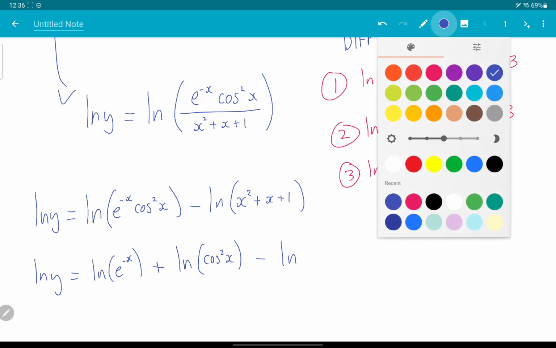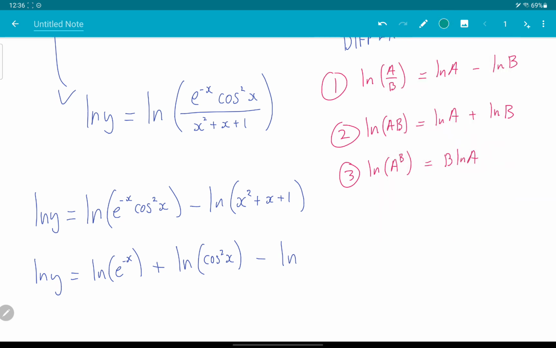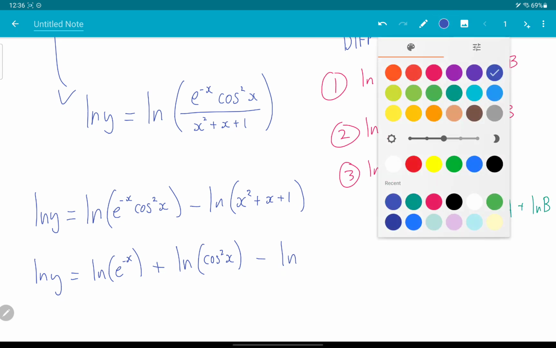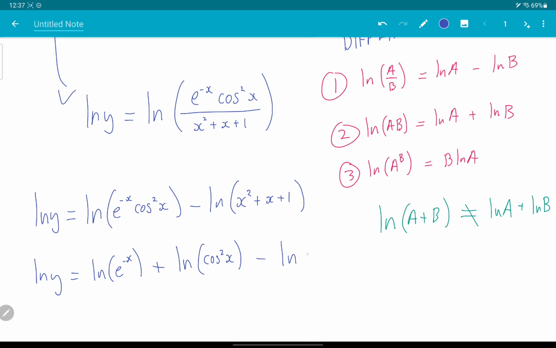I will put that in green. If you have ln of, say, a plus b, this is in general not equal to ln of a plus ln of b. You're going to be tempted to do this, but resist temptation. It's just not true. We want it to be true, but it's not.